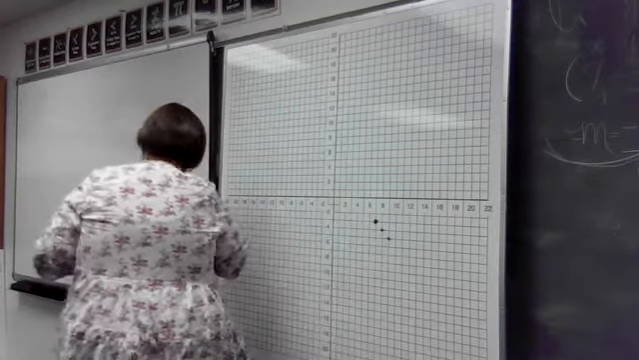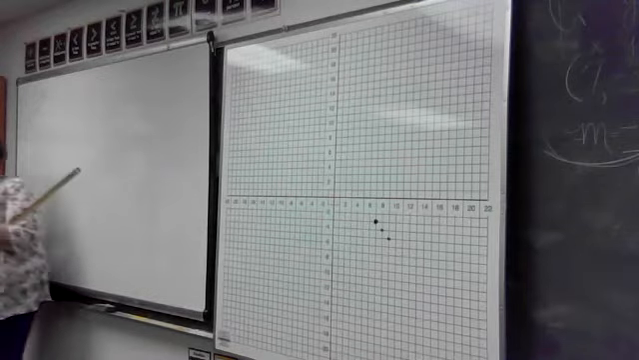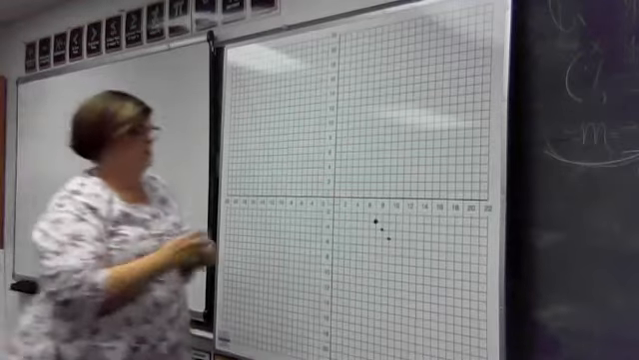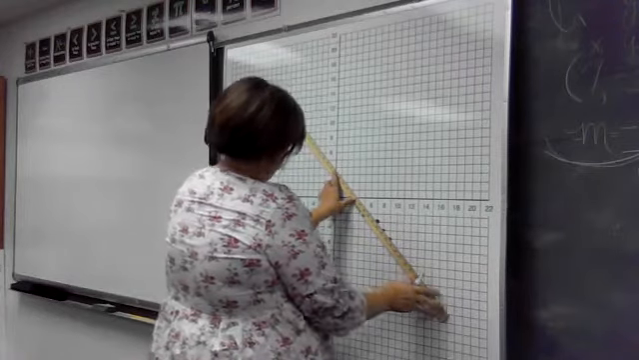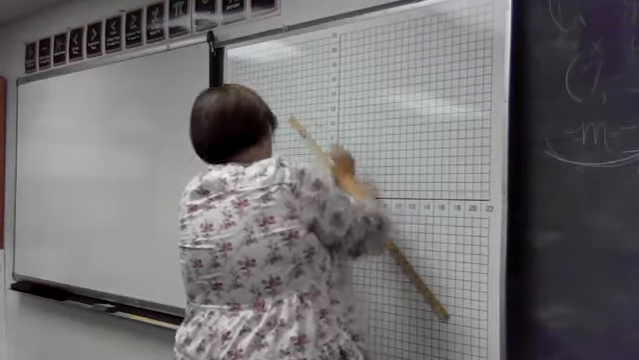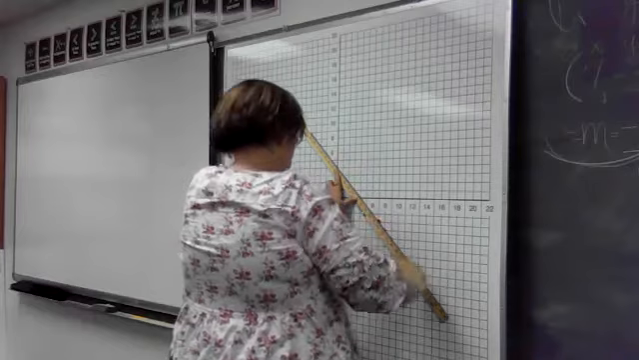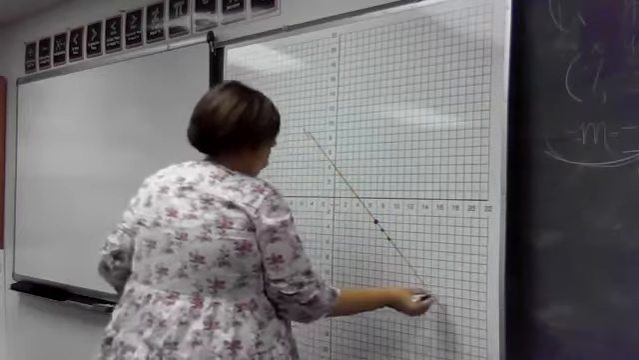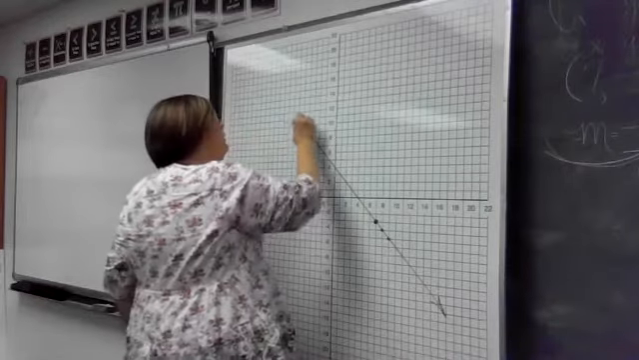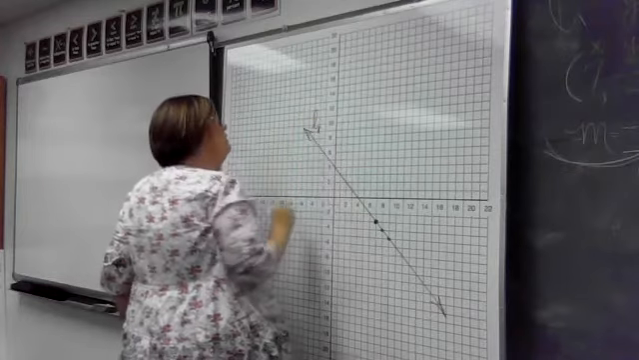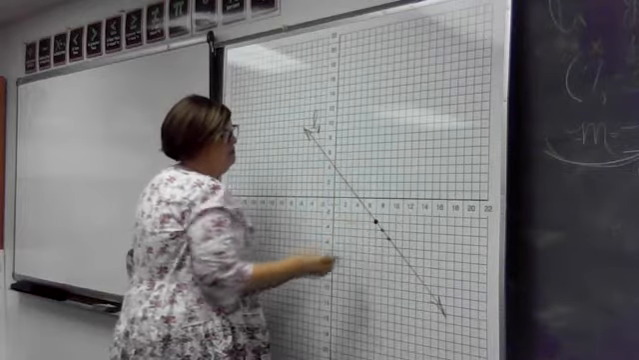Forgive me while I go get a yardstick, and we will draw this line. Okay, this is line 1. This is the one they wanted the equation of because it goes through this point and has the slope of -1 over 1.